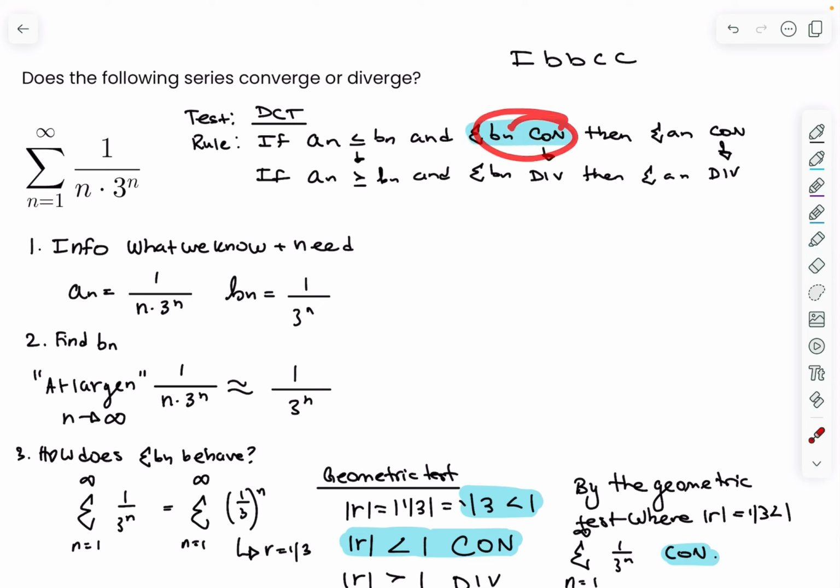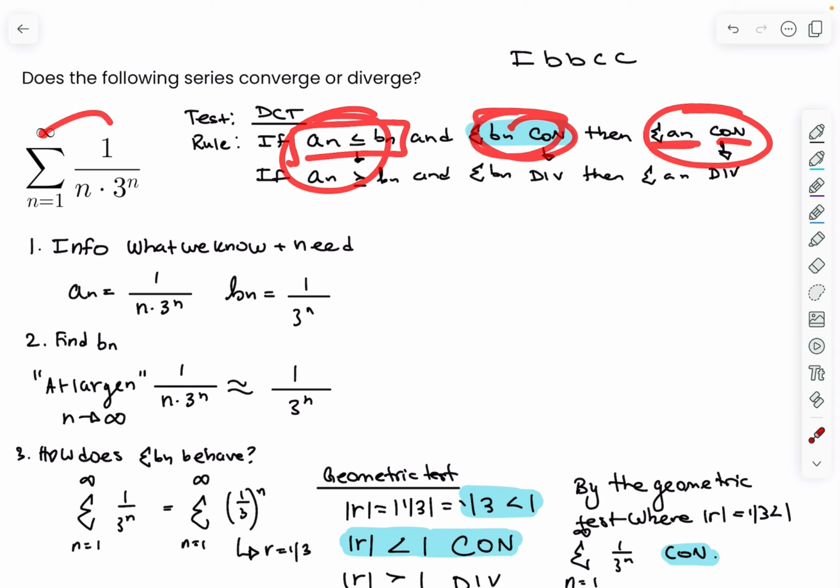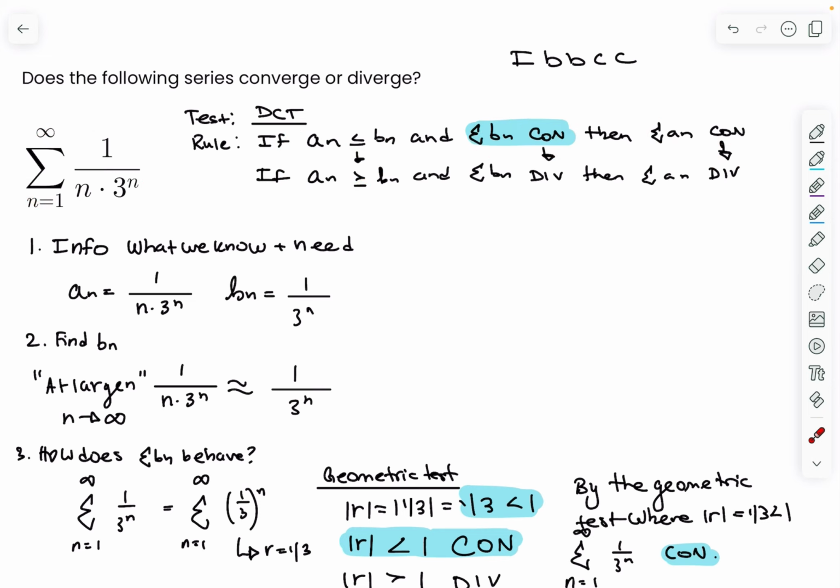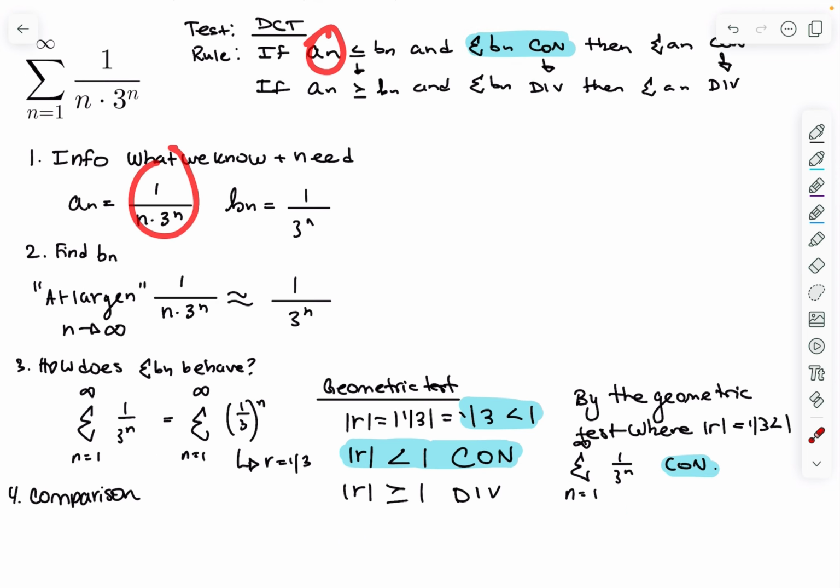Now, if this is met, we hope that this is true, because if this is true and this is true, then this is true. We could say that the series A of n, our given series, converges, which brings us to our fourth step, which is the comparison step. We compare A of n and B of n, and we hope that it's less than or equal to in this case, because this is already true. So we're comparing A of n and B of n.